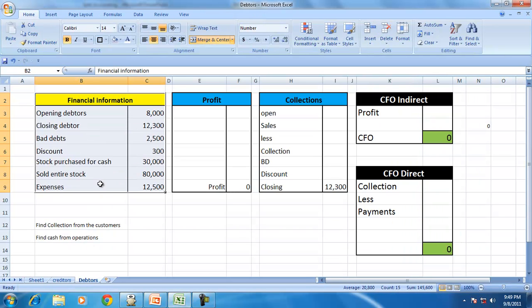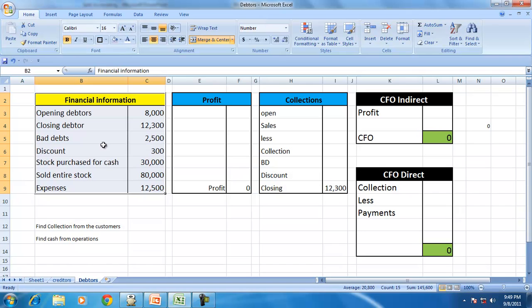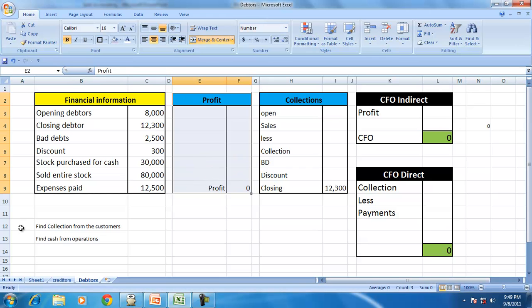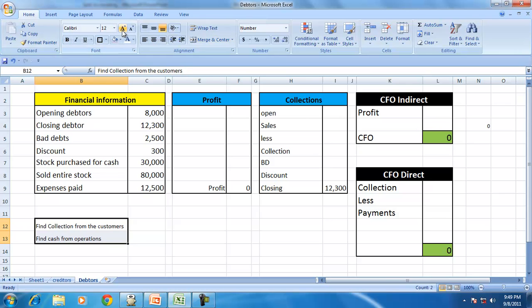The financial information given is opening debtors, closing debtors, bad debts, discount, stock purchased for cash, sold entire stock. It's not given whether for cash or credit, so we can make any assumption, and expenses paid. So first let us find the profit, though the focus of the question is to find the collection and cash from operations.